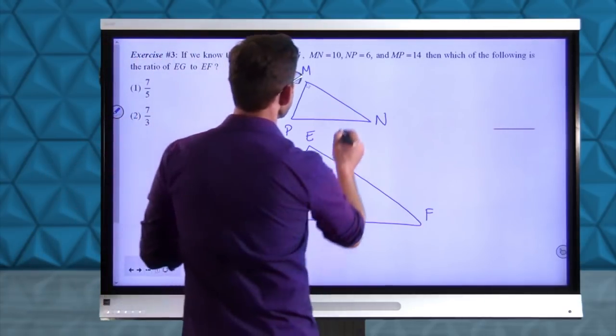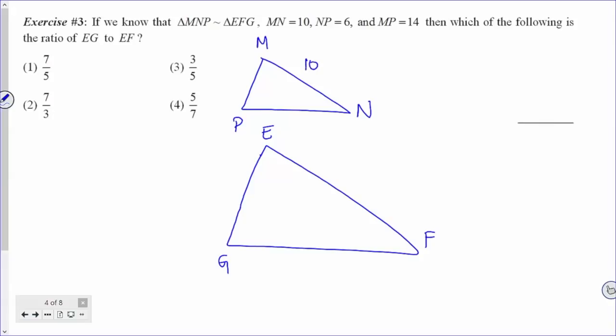What does it tell me? It tells me MN is 10, NP is 6, and MP is 14. Okay? And it wants the ratio of EG to EF.